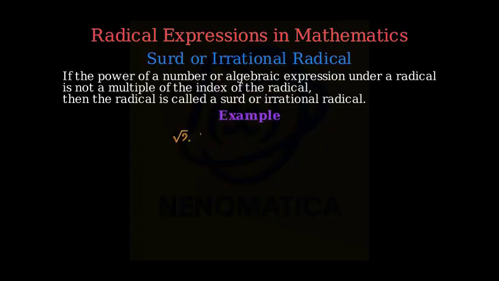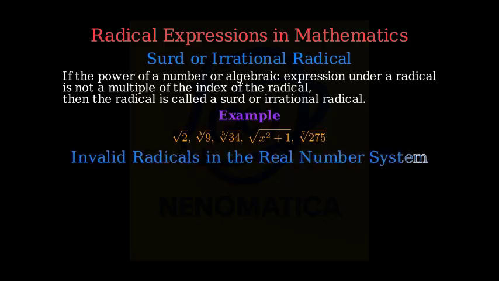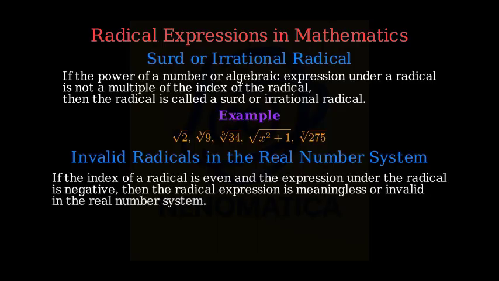For instance, the square root of 2, the cube root of 9, the 5th root of 34, the square root of x squared plus 1, and the 7th root of 275 are all examples of surds. Now, let's discuss when radical expressions become invalid in the real number system. If the index of a radical is even and the expression under the radical is negative, then the radical expression is meaningless or invalid in the real number system.